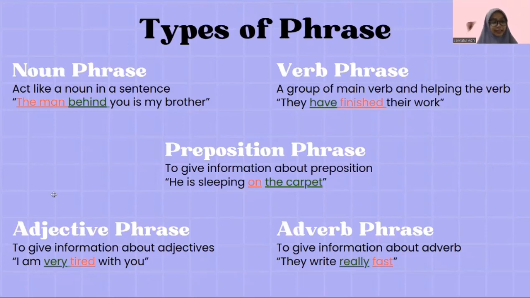So the fourth is the adjective phrase, to give information about adjectives. I am very tired with you. The word "very" here explains the adjective "tired." So it shows that I am really tired with you. The last is the adverb phrase, to give information about adverbs. For example, they write really fast. So the word "really" is the adverb phrase because it gives information and explains the adverb.